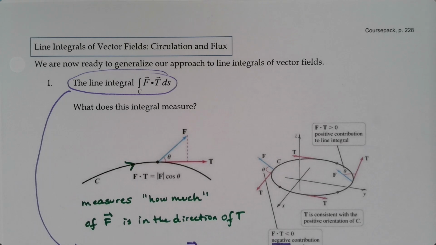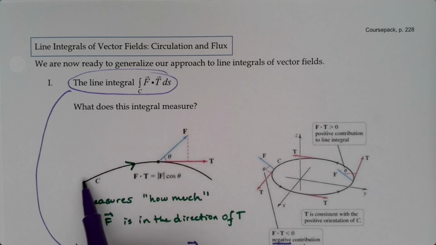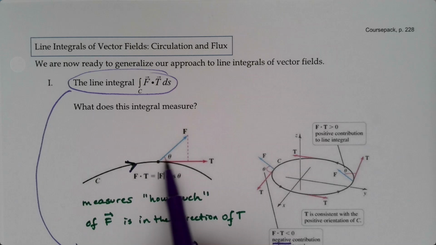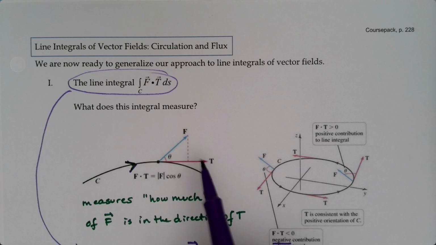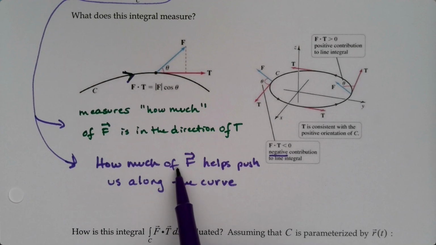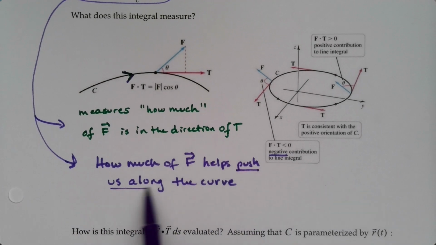So now we want to generalize what we're finding for line integrals and vector fields and think about what this is really measuring for us. So you have some curve C and you're trying to move along that curve. Your vector field is pushing in a particular direction and you want to go in the tangential direction. The tangent is the direction of motion and the vector field is just the vector field in existence where your curve is. So when you find your line integral, what you're finding is a measurement of how much that vector field is pushing you in the direction of T. So in other words, it's a measure of how much your vector field is helping push you along that curve.